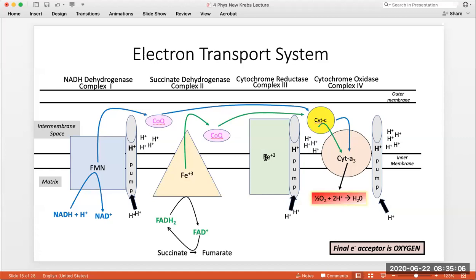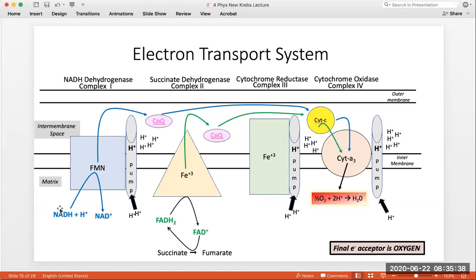From there, they get transferred to cytochrome C. Cytochrome C then will transfer them to cytochrome A3 of complex 4. From cytochrome A3, the electrons get accepted by oxygen to reduce oxygen to water. So again, you have electrons being transferred into this system, so they can then be transferred from one complex to the next complex to the next complex.